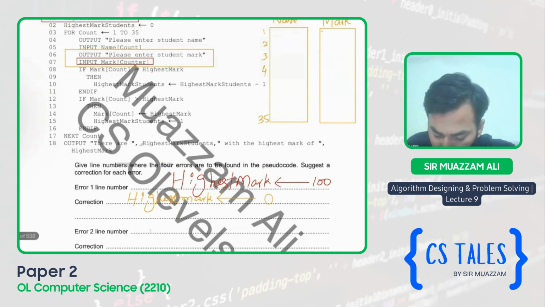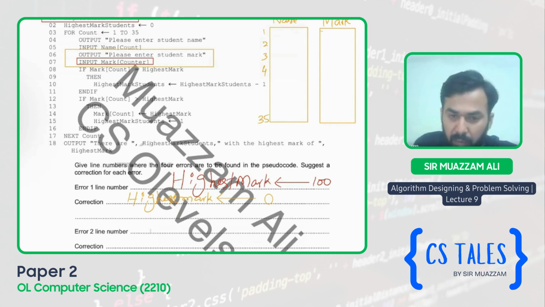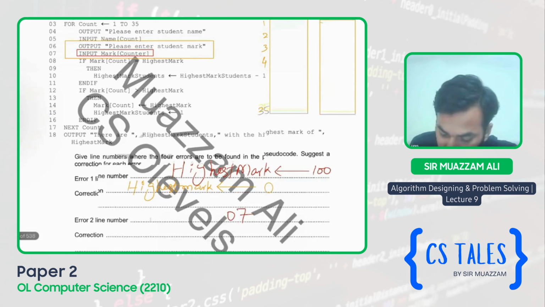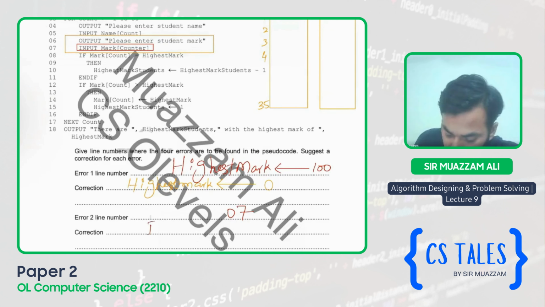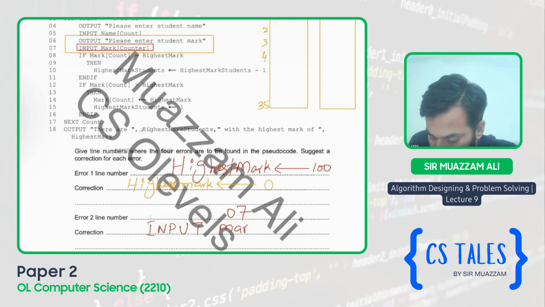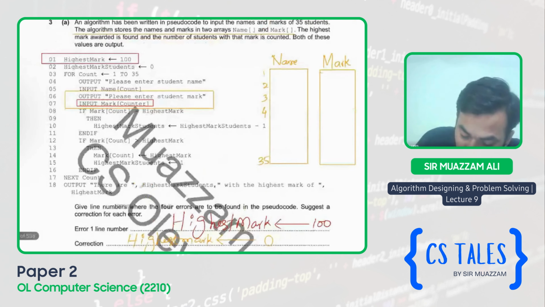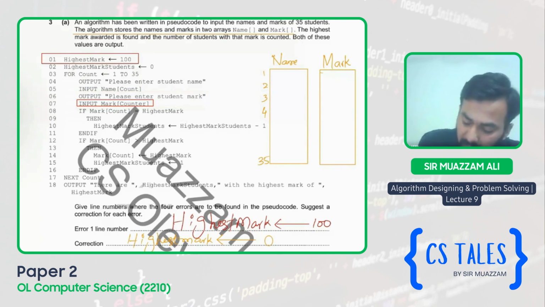Actually, the question asks for the error in the line number, so you can just write down the line number. The line number is 7. You just write down 7 over here, and then you have to correct it. Input mark, not counter. It will be count, because your variable is count, not counter. So there is an error.